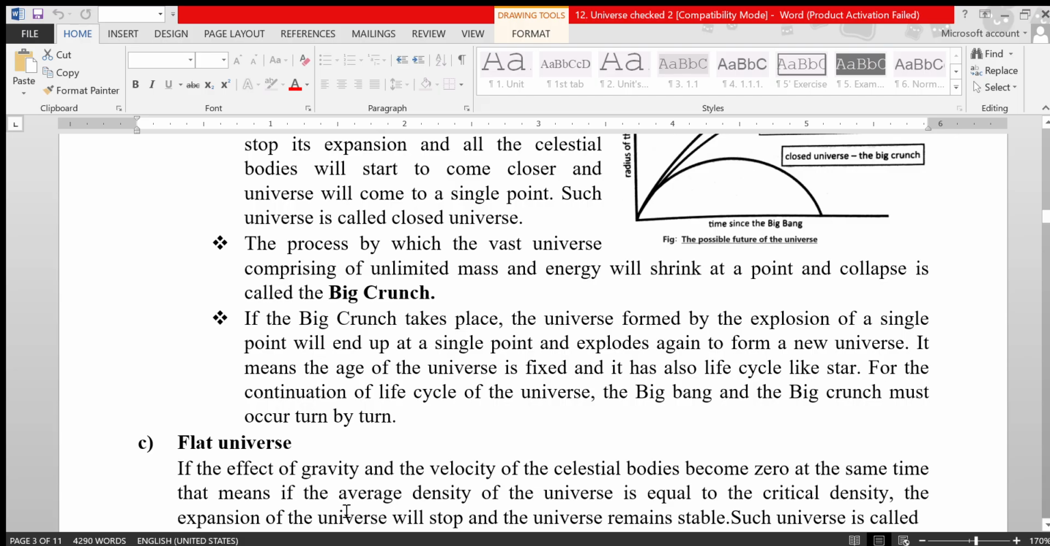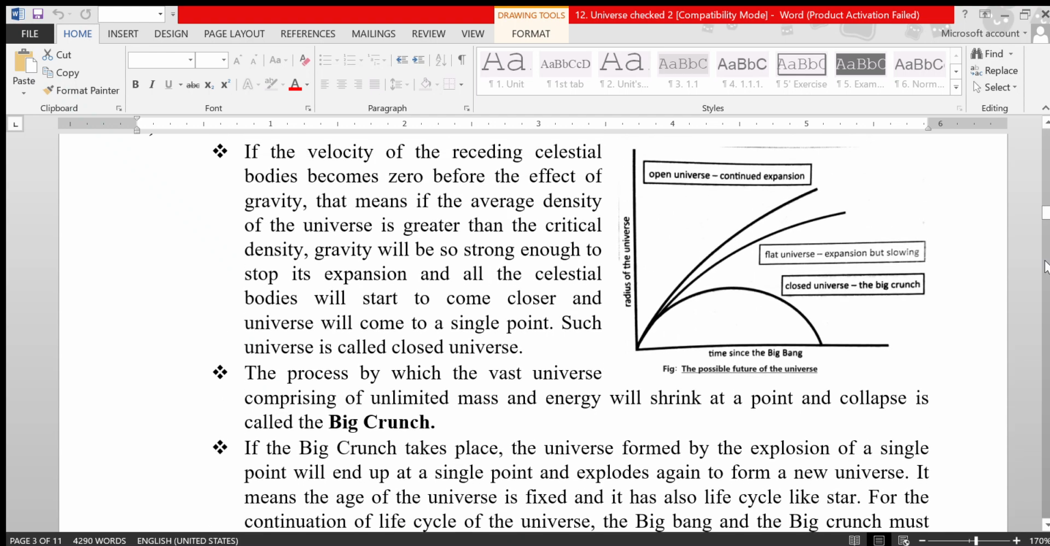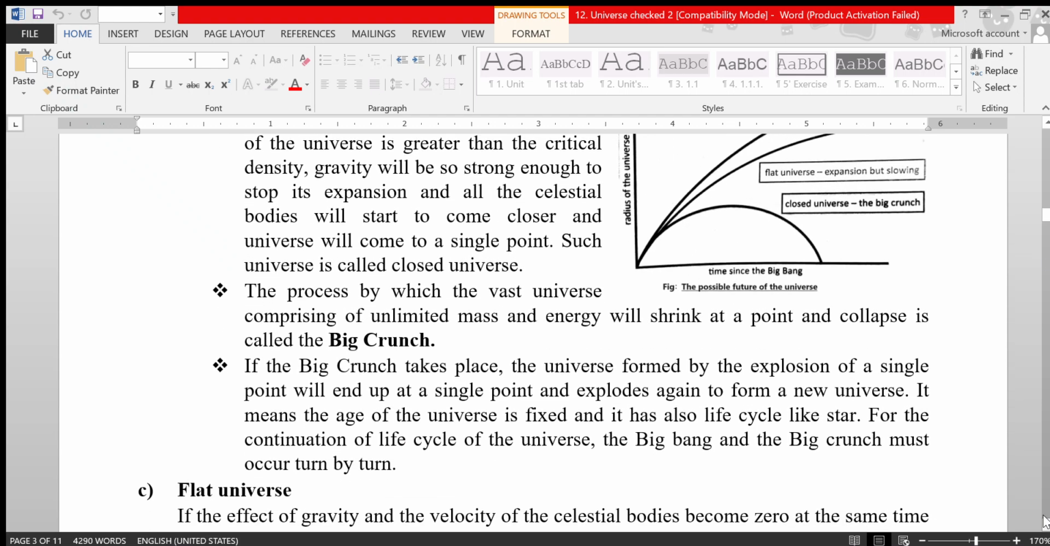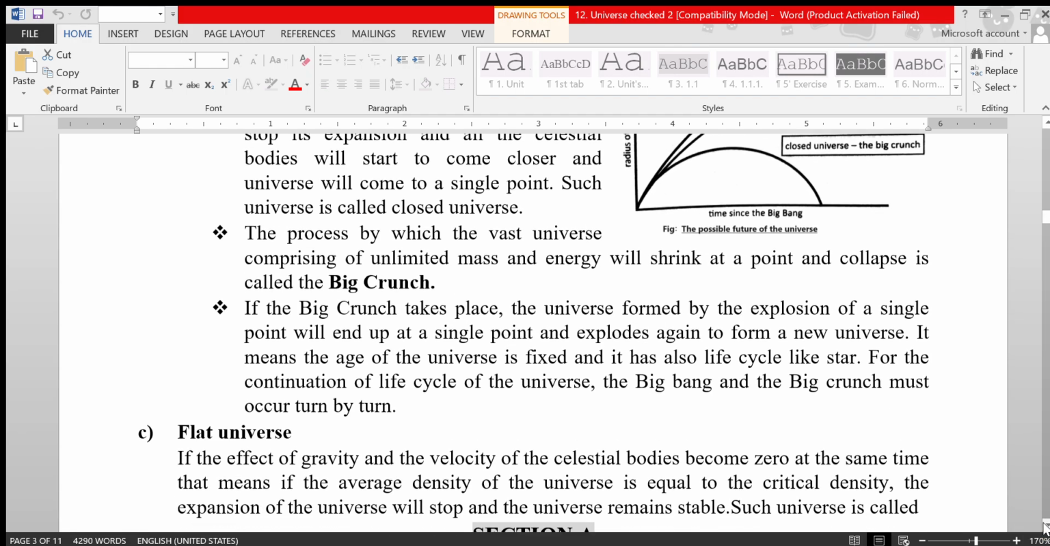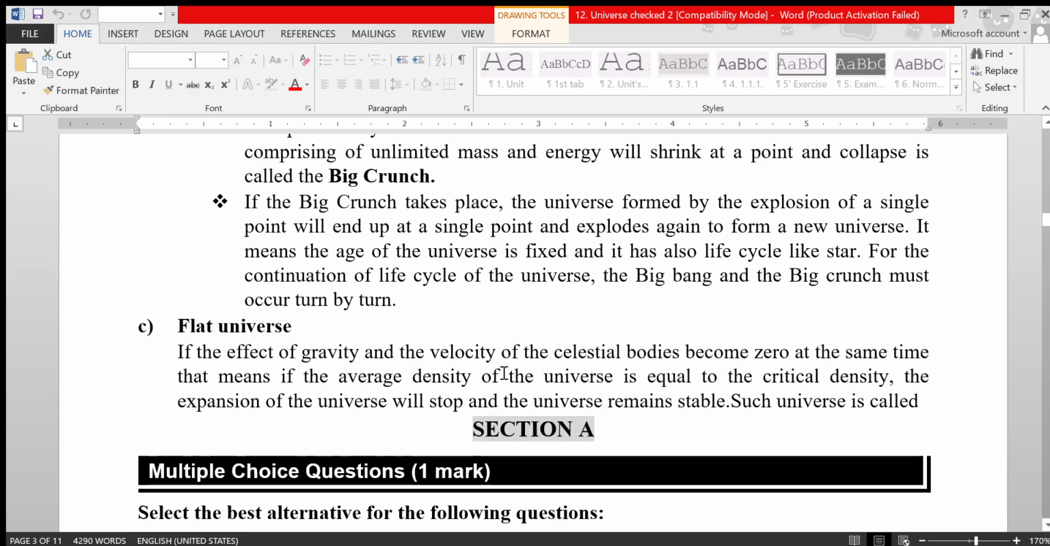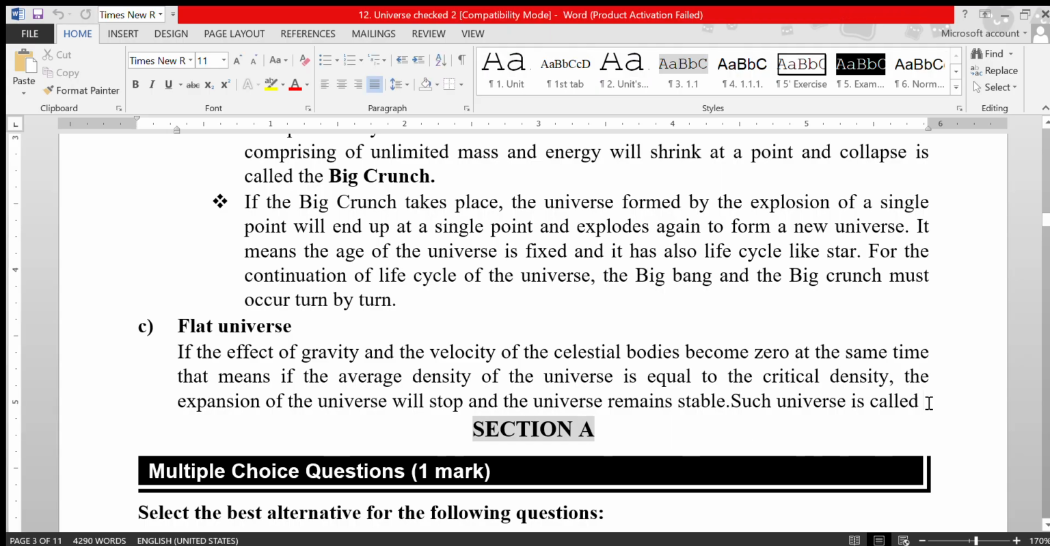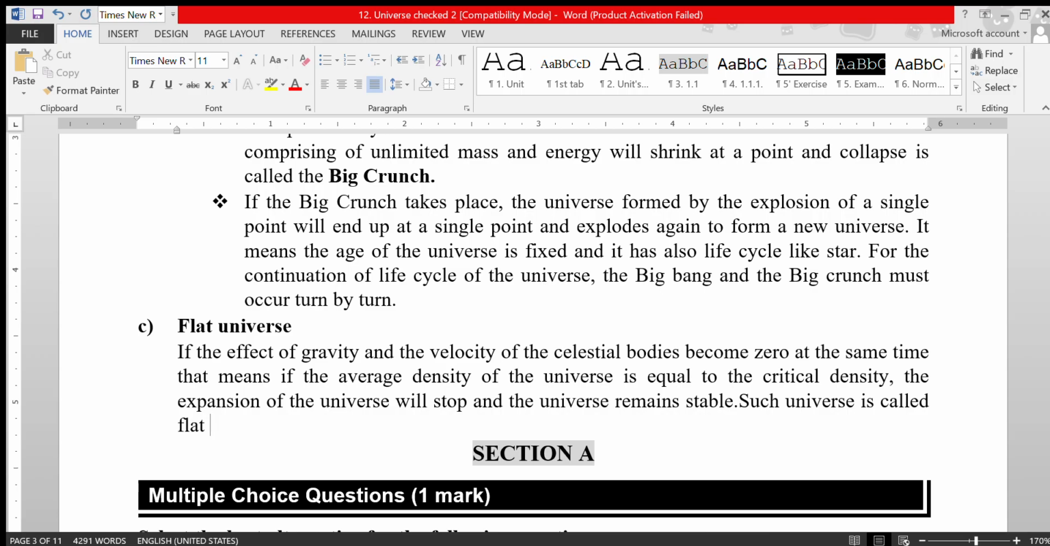Flat universe. If the effect of gravity and velocity of celestial bodies become zero at the same time, that means if the average density of the universe is equal to the critical density, the expansion of the universe will stop and the universe remains stable. Such a universe is called a flat universe.